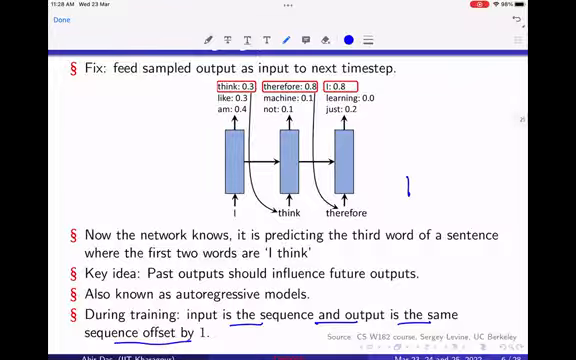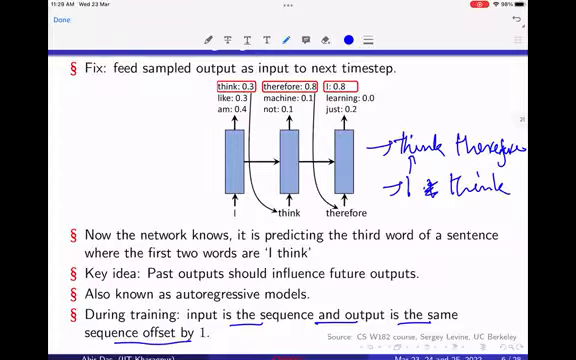So corresponding to "I", the output will be "think", then corresponding to "think", it will be "therefore", and so on. So this is the input and this is the output, and it goes on. Ultimately you have to provide a stop token, which will be coming in a few slides, and the model will know that it has to stop generation when it generates that token.